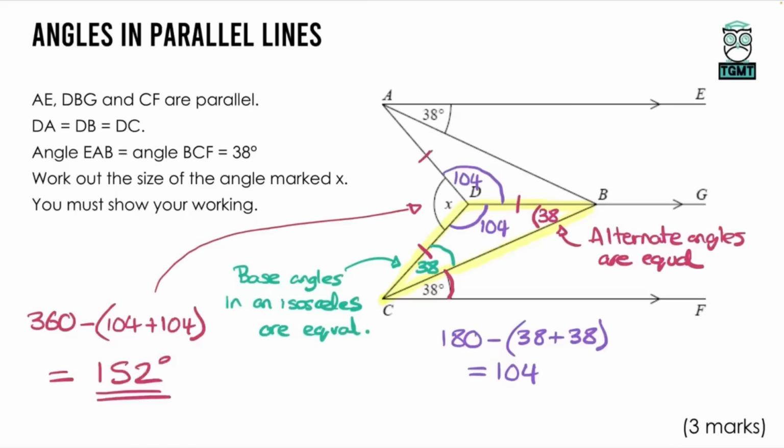And if you wanted to write a reason along with that, it's because angles around a point add up to 360 degrees. And there we go. There were some angles in parallel lines and also involving some isosceles triangles.